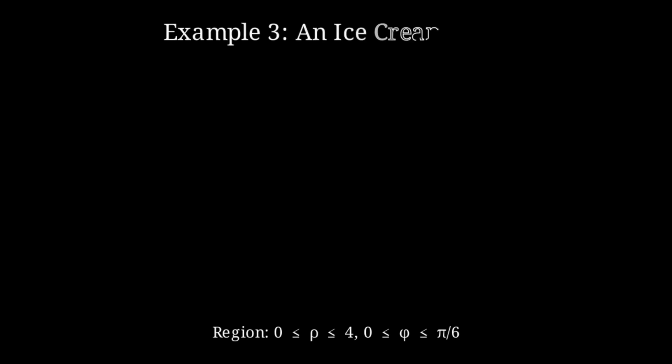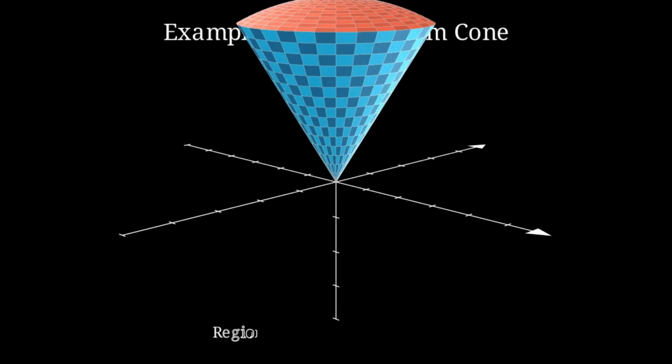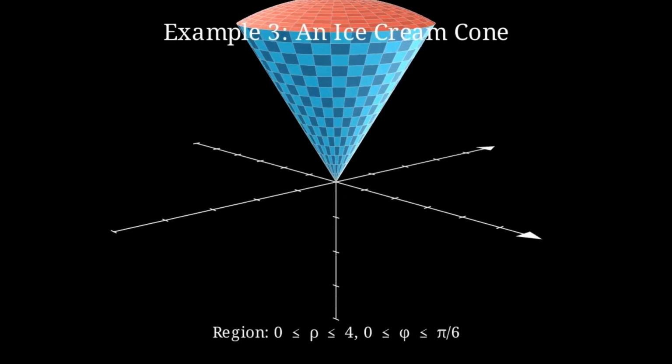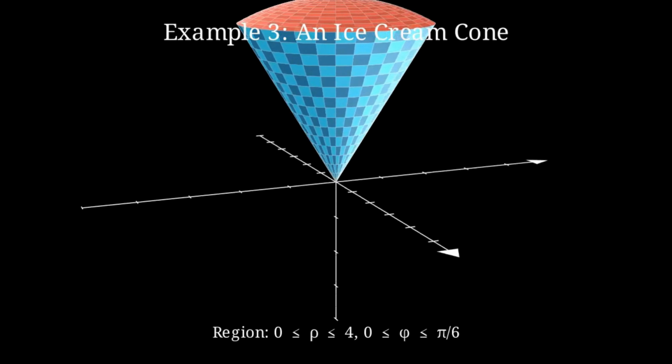Consider a cone topped by a spherical cap. Here, ρ is limited by the radius of the cap, and phi is restricted by the angle of the cone. This demonstrates how spherical coordinates describe slanted surfaces perfectly.